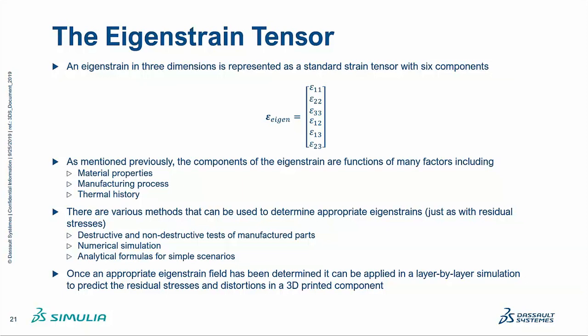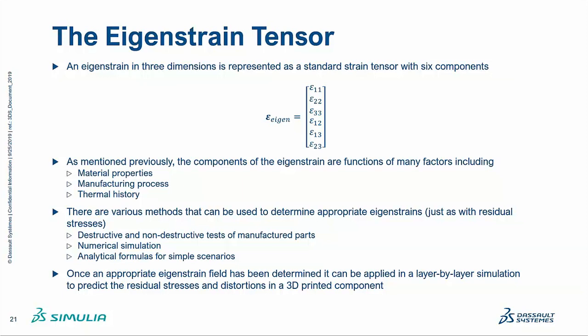Of course, there's a range of ways that you can go about to try and determine what the appropriate eigenstrains will be, all the way from destructive to non-destructive testing. You can use numerical simulation, which is probably the preferable choice in this case, or analytical formulas, but then the scenario has to be very, very simple. One has to be honest about that.